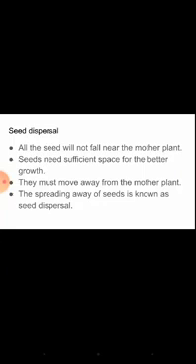Let us pass on to the next subheading, that is seed dispersal. We have studied what the types of seeds are, what the cotyledons are, how the cotyledon supplies nutrition, and how the seed germinates. Everything we have studied. Now we know that a plant prepares a lot of fruits, and from those we get a lot of seeds.